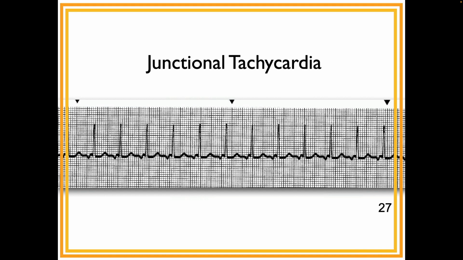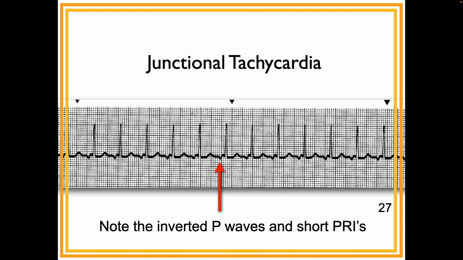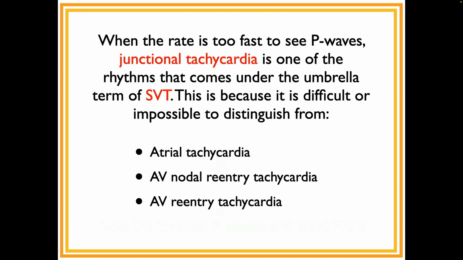So here's junctional tach. The rate's about 120. It's regular. You can see there are inverted P's. Now, when the rate of junctional tach gets so fast that even if there are P's, they disappear, then we're going to start calling it SVT, because when it gets fast enough, we no longer will be able to distinguish between junctional tach and atrial tach and these two other rhythms which we're about to talk about.